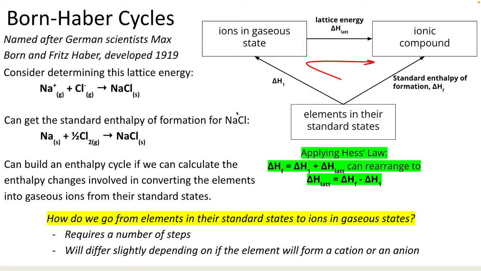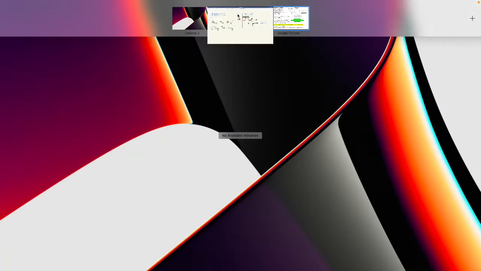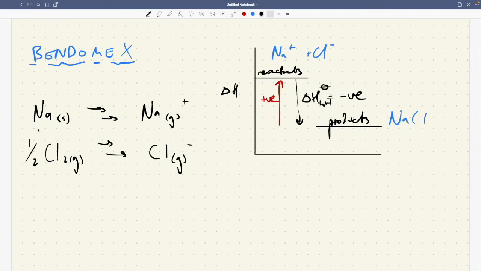So the process is a little bit different if we're forming a cation or an anion, because, well, a cation is formed by losing electrons, an anion is formed by gaining electrons. So there's going to be a slight difference in those two processes there. Let's look at them. Let's look at the cations first of all.